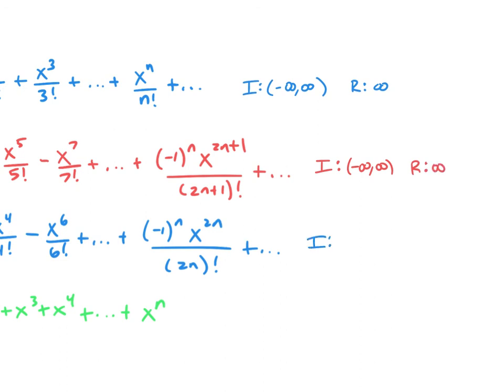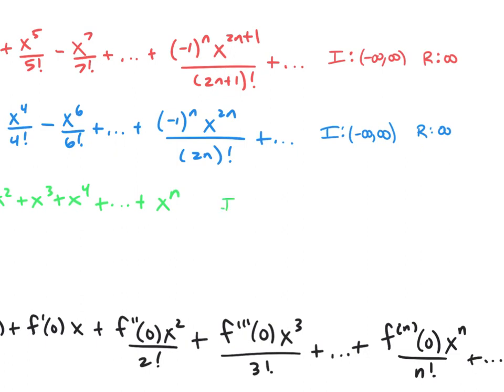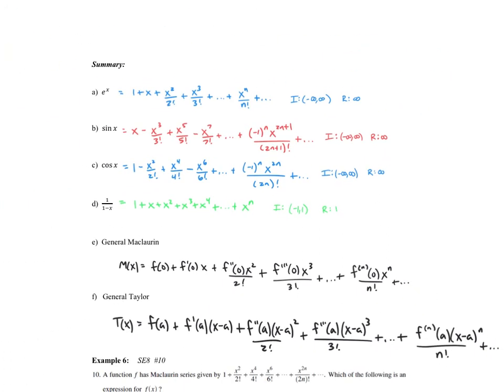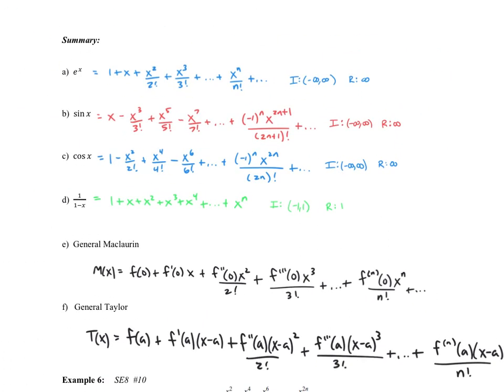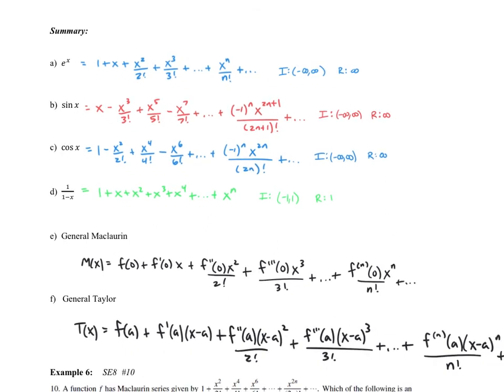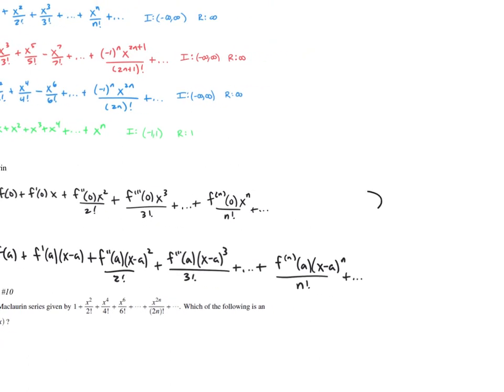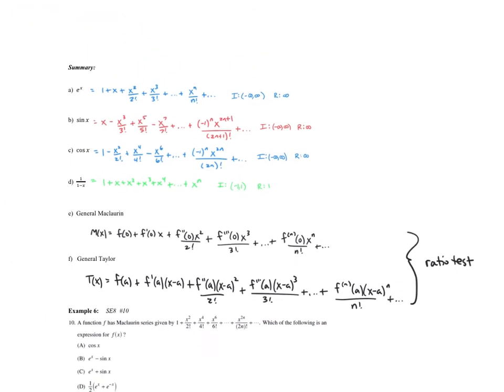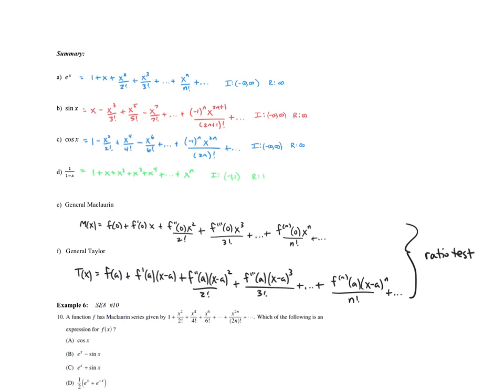So we have the interval for each of those and the radius. For our geometric one, remember the interval is very small. It's from -1 to 1, and the radius is, of course, 1. Okay, so those are the interval and the radius for those 4. For the general Maclaurin, the general Taylor, remember the way we find each of those is going to vary based on our function, and we're using the ratio test. So the ratio test will allow us to figure out what is the interval and radius of convergence.